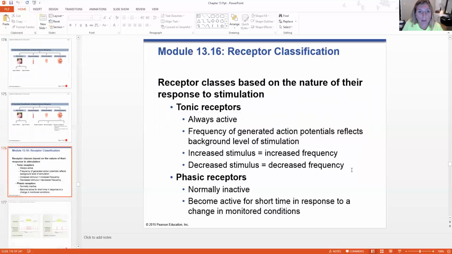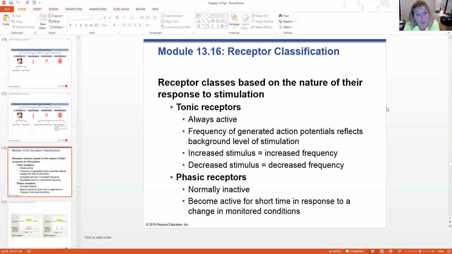So let's talk about how our receptors are basically designed to fire. They could be tonic. Tonic receptors are always active. The frequency of generated action potentials is going to reflect the level of background stimulation. So if there's an increased stimulus, they're going to increase their frequency of firing. If there's a decreased stimulus, they're going to decrease their frequency of firing action potentials.